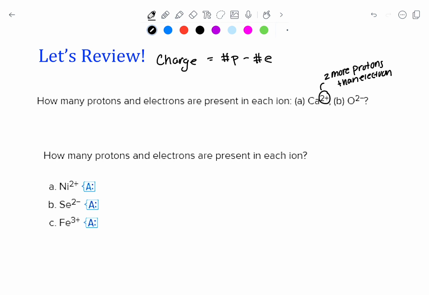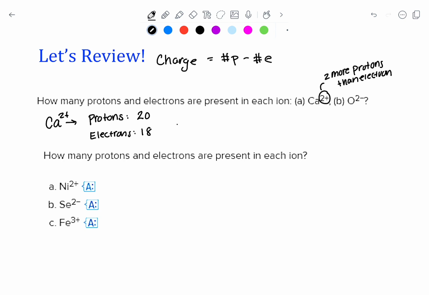So in order to find how many protons calcium has, we just have to look at the periodic table. Pull out your periodic table, look for calcium, see where it is, and that will tell you the number of protons. Calcium is element number 20, meaning it has 20 protons. And if calcium 2+ has 2 more protons than electrons, that means our number of electrons is 18.